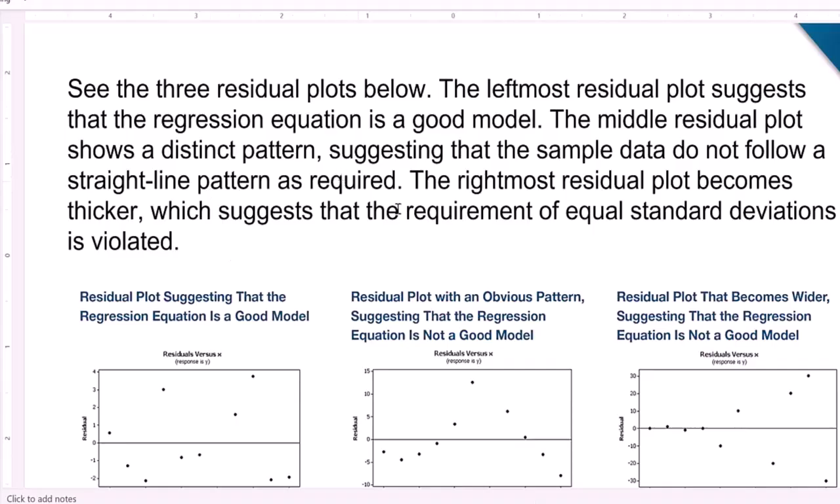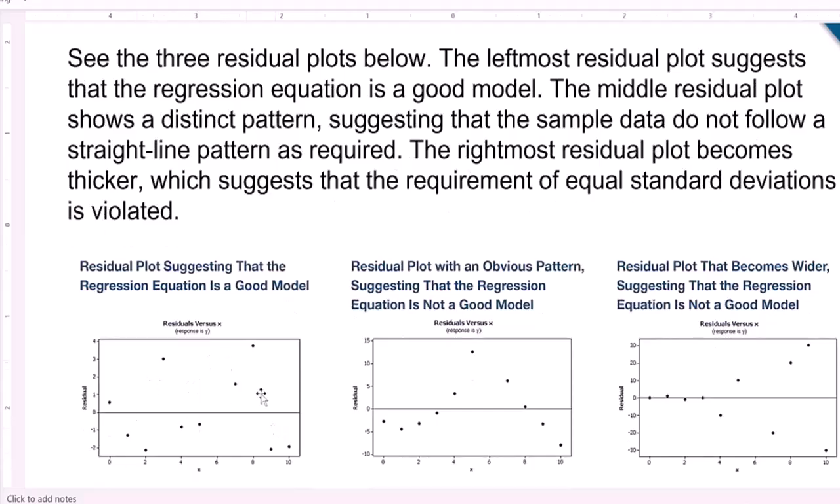And the one all the way to the right, as we go from left to right, the lines are getting further and further apart, or it's becoming thicker, which suggests that the requirement of equal standard deviations is violated. If there was a constant standard deviation, it wouldn't cause this pattern where it's getting bigger and bigger as it gets further and further away. The one to the left is good. As you can see, there's no real obvious pattern. This has a pattern, and this has wider or thicker. That's not a good model.